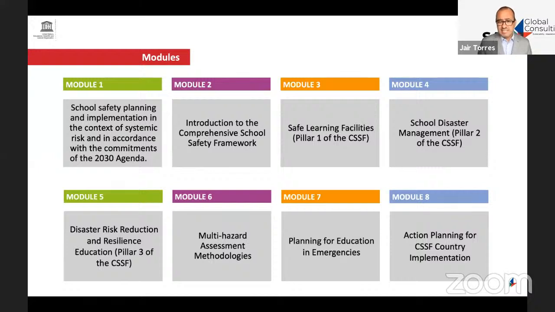that is safe learning facilities. Module 4 will talk about school disaster management, that is pillar 2 of the framework. Module 5 is going to talk about disaster risk reduction and resilience education, that is pillar 3 of the framework. Module 6 will talk about multi-hazard assessment methodologies, that is one of the foundations of the framework. Module 7 will talk about planning for education in emergencies, and we will finish in the 8th week with module 8 about action planning for the implementation of the framework in the country.